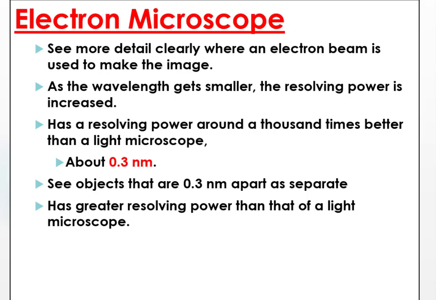The electron microscope has a resolving power around 1,000 times better than the light microscope. It can resolve about 0.3 nanometer distance between objects. That means the electron microscope sees objects that are 0.3 nanometers apart as separate. In this case, the electron microscope has a greater resolving power than that of the light microscope.